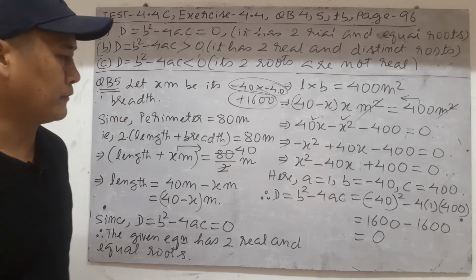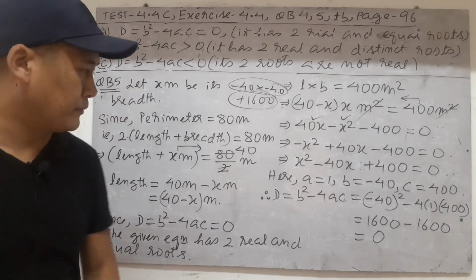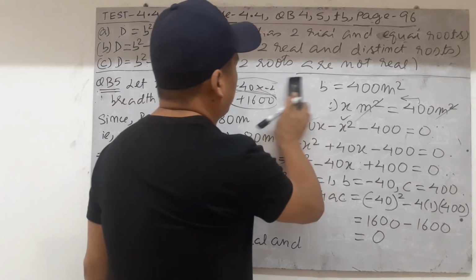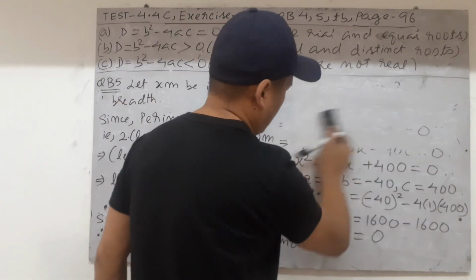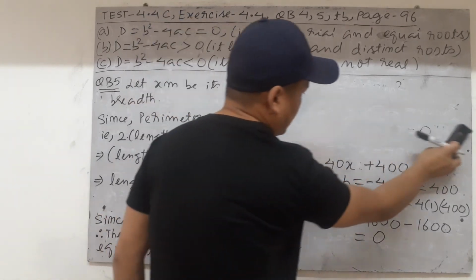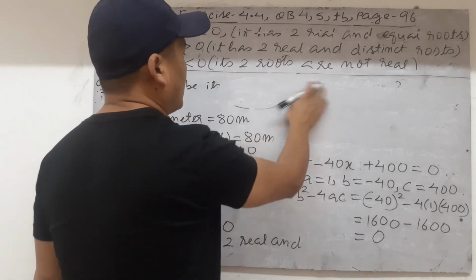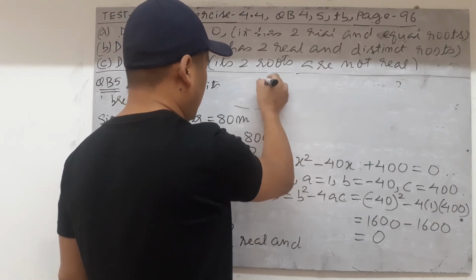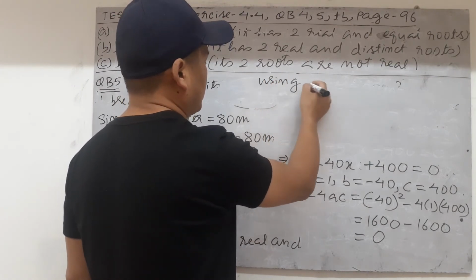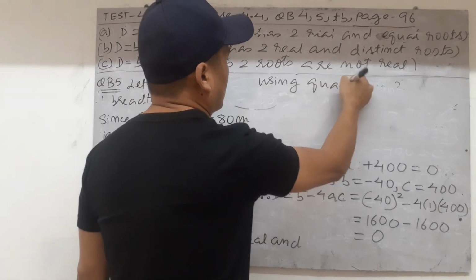So since they have real roots, the answer is yes, we can design this park. If we can design, the question is saying find the length and breadth. So we have to proceed and try to find the length and breadth. So our given equation is here, this one, x squared with this one. To solve that, since they have real roots, you can solve using the quadratic formula.